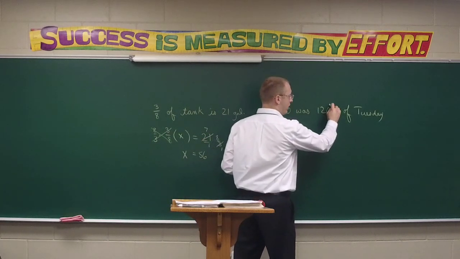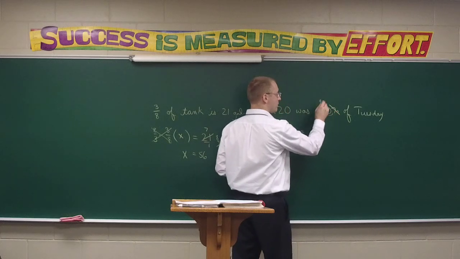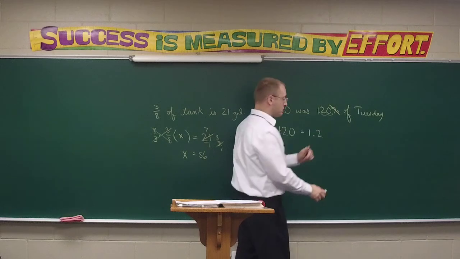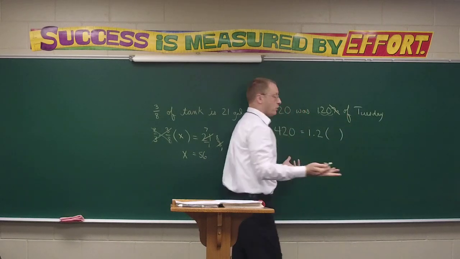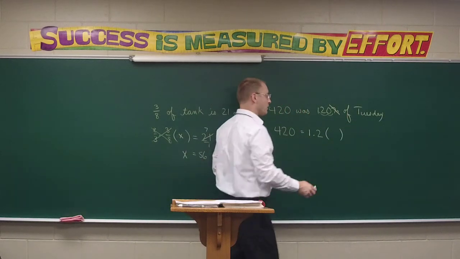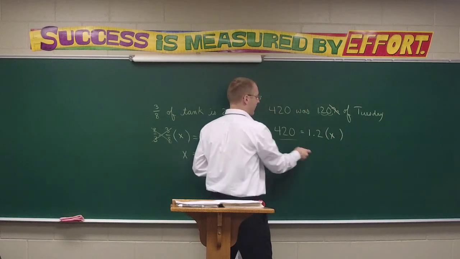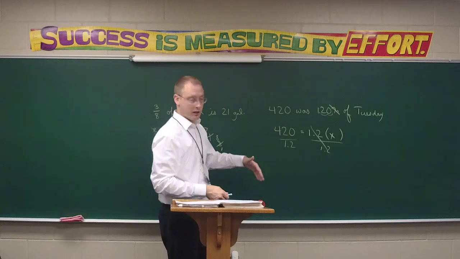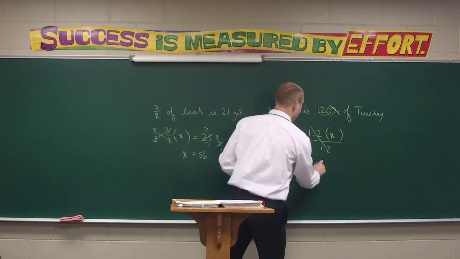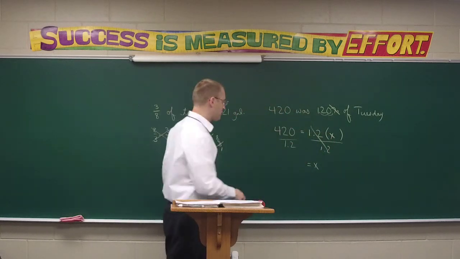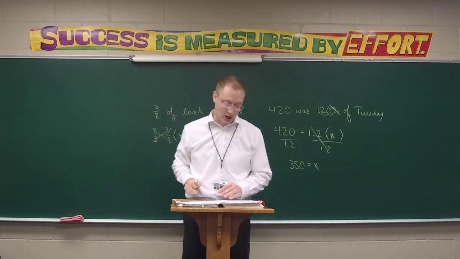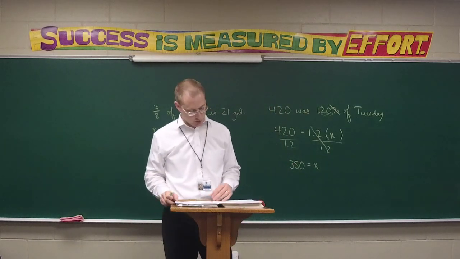120%, of course, we don't want a percent. We're going to move the decimal twice and get 1.20 or 1.2. Once again, we see of, which means multiply. And since we don't know how many on Tuesday, that's what we're finding, we'll call it x. Well, just divide away. 1.2, and this is where it helps to have a calculator. 420 divided by 1.2 gives you a value of 350. So apparently, on Tuesday, there were 350 passengers transported.